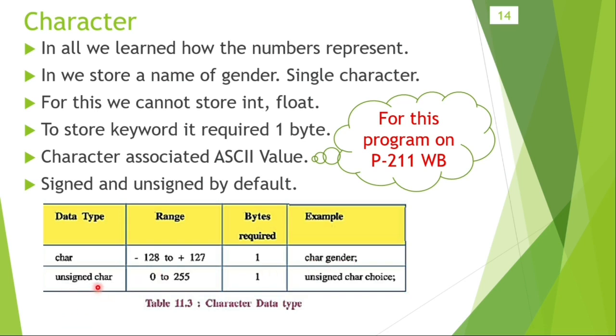For example, char gender: char is a keyword and gender is an identifier. Now unsigned char: you know that unsigned is always positive, so the range is 0 to 255, which is 256 values, and 1 byte is required. An unsigned char is never ever negative. So minus 1 is not there, only 1, 2, 3, 4 are there. So this is all about the character data type.